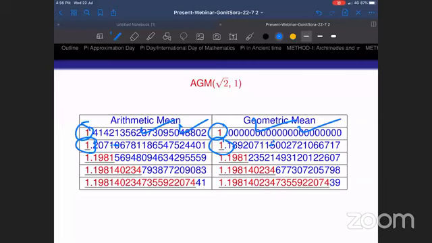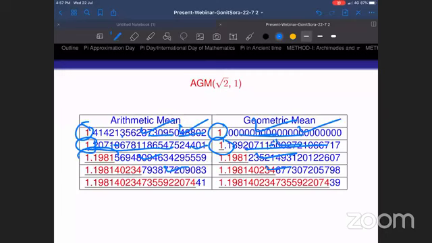So you see that this is root 2, the value of root 2 is 1.4142, etc. And this is 1. You take the arithmetic mean of this one and this one, so we get this one. And the geometric mean of this one and this one, we get this one. Then again take the arithmetic mean of these two, and we get this, and the geometric mean, this one. So again take the arithmetic mean, geometric mean, and go on doing that. It will converge very fast.